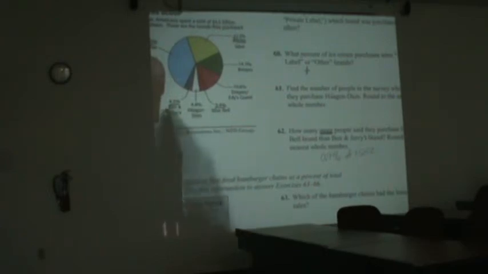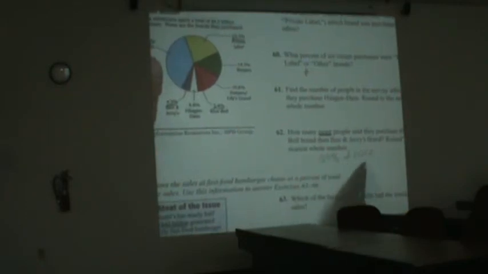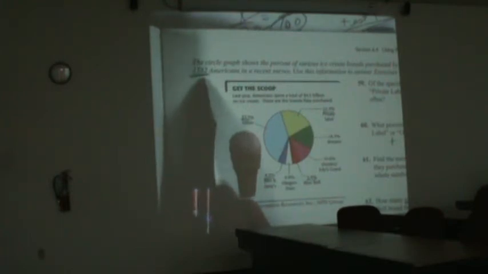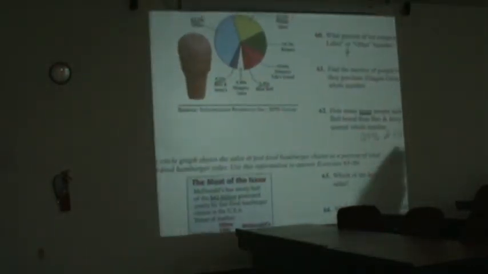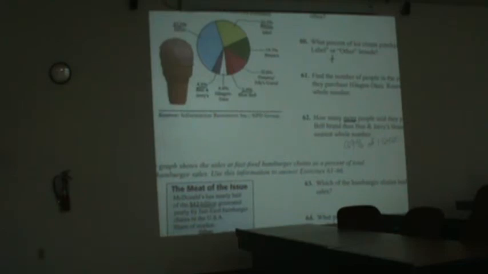5.4 minus 4.5 is 0.9. 0.9% of all the people. Where does 1582 come from? By that many Americans. So that's how many people there were total. So you're going to do 0.9% of the total 1582 people to get number 62, okay?